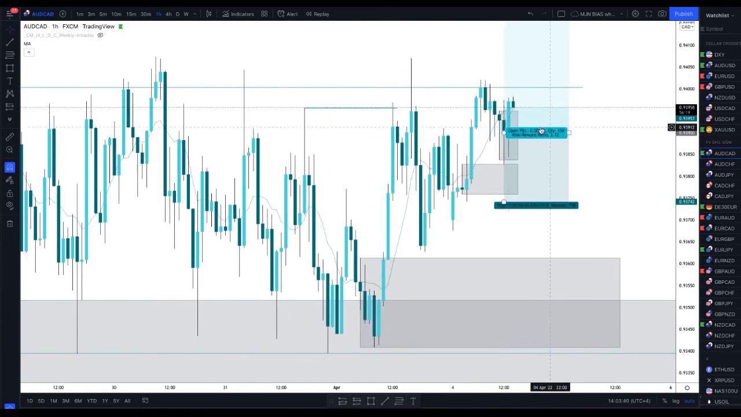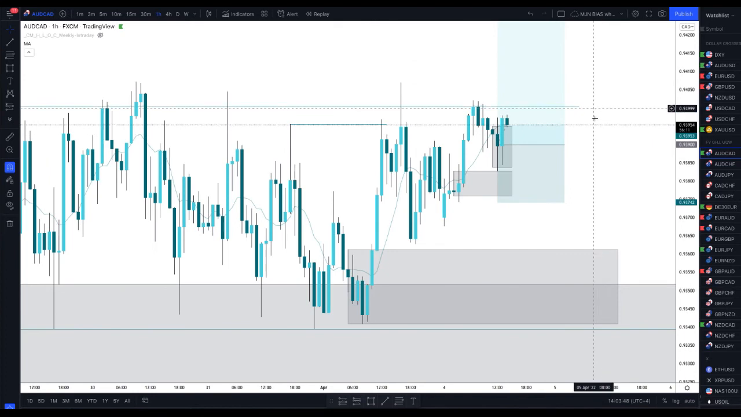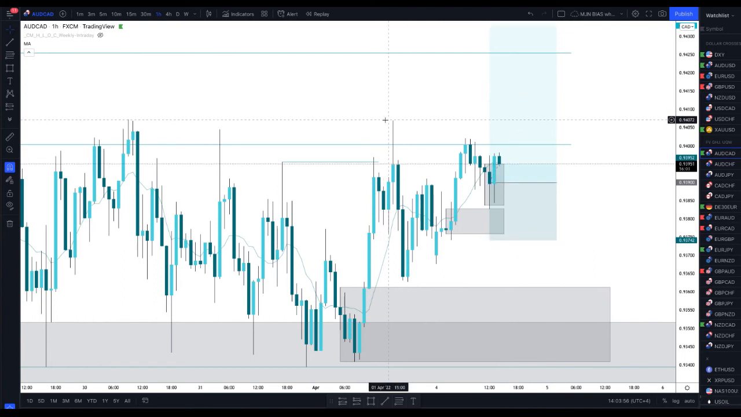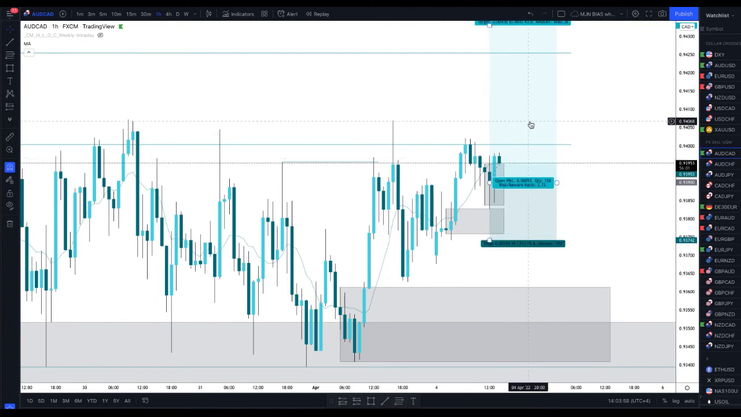As you can see, Aussie dollar CAD so far has rejected quite nicely from that level. We've got a nice bullish candle which breached the previous high of this candle here. So what I'm hoping for now is another bullish candle that can push us out of this range here. And I think the previous daily high is this level here as well. So hopefully that will push us towards that.